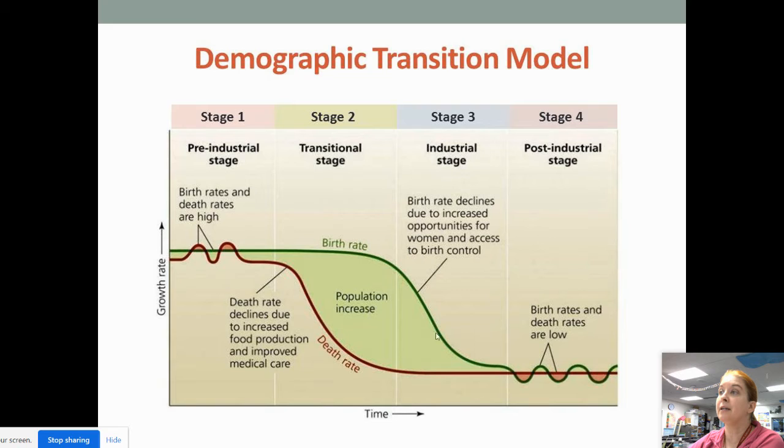Then stage 3 is the industrial stage. Birth rate declines due to increased opportunities for women and access to birth control. It's amazing what happens when you let women learn and stuff and have control of their own bodies. And then you have stage 4, which is the post-industrial stage. This is when birth rates and death rates are both fairly low, and the population is going to have a slower increase or not.